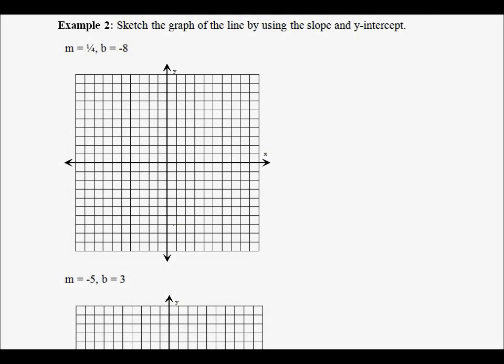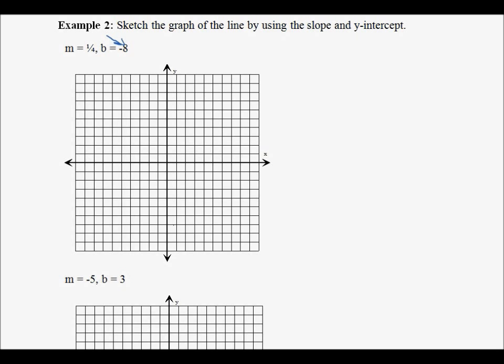For example 2, we're going to sketch the graph of the line using the slope and the y-intercept. For this example, we're given two pieces of information. We're given the slope and we're given the y-intercept. We're not actually given an equation, okay? So now if we're given these two pieces of information, the first thing we need to do is graph this y-intercept. I want to plot that point.